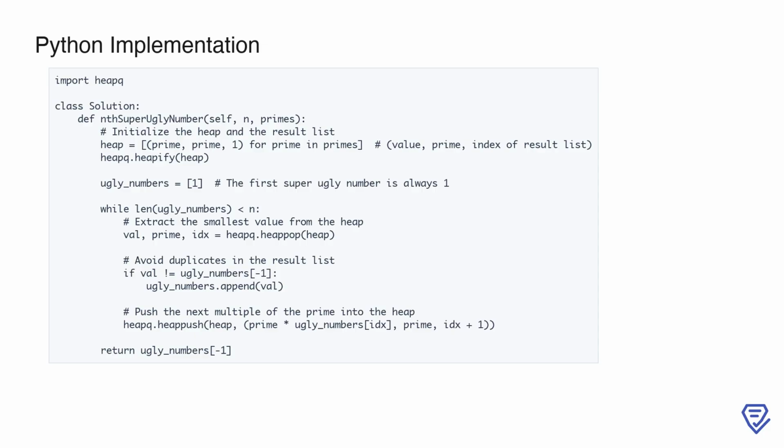2, to avoid duplicates, the extracted value, val, is added to ugly_numbers only if it is different from the last number in the list.